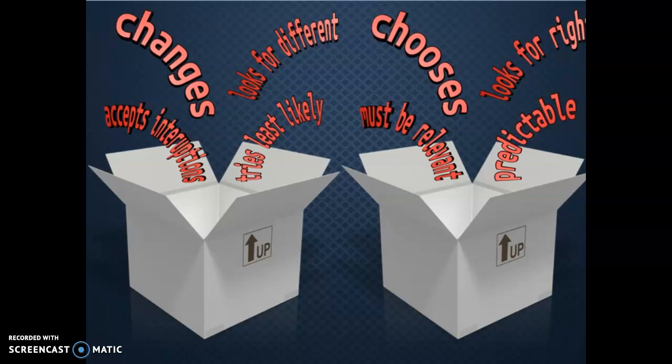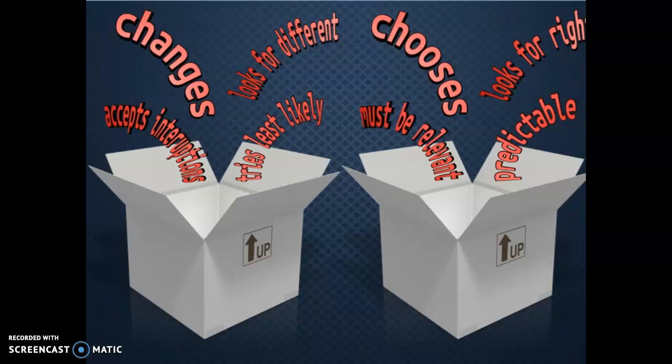The box on the left says, this type of thinking looks for changes. It looks for what is different. It doesn't mind chance interruptions. It accepts interruptions and explores the least likely direction. So the question is, is this lateral thinking or conventional thinking?